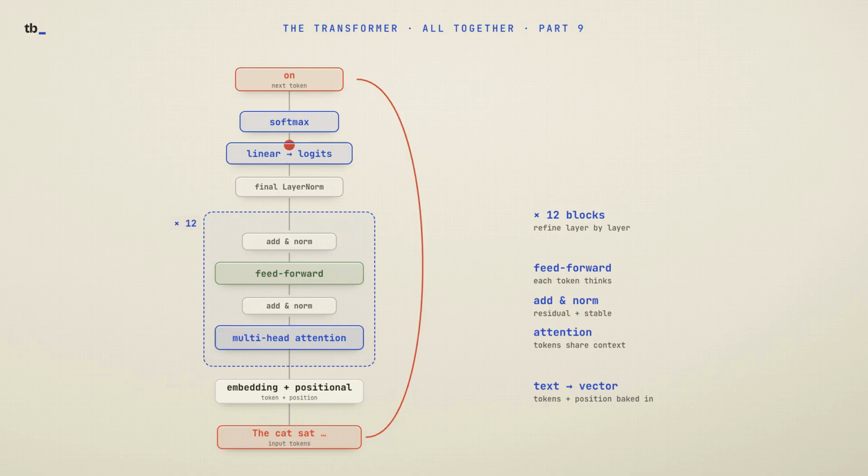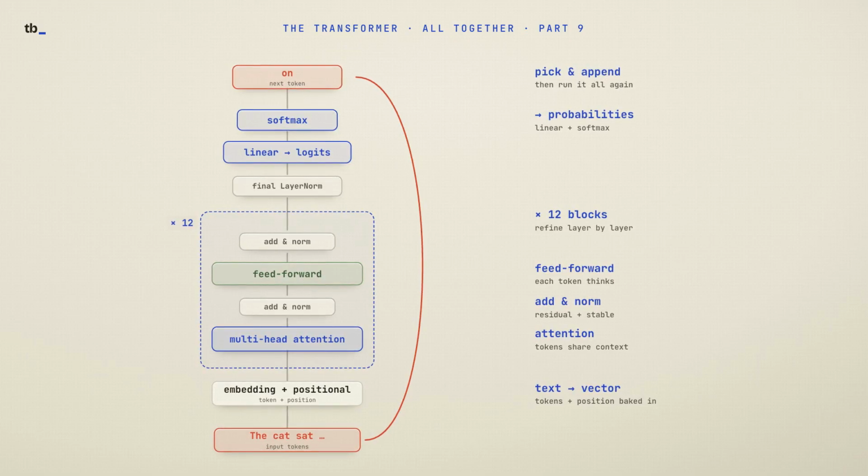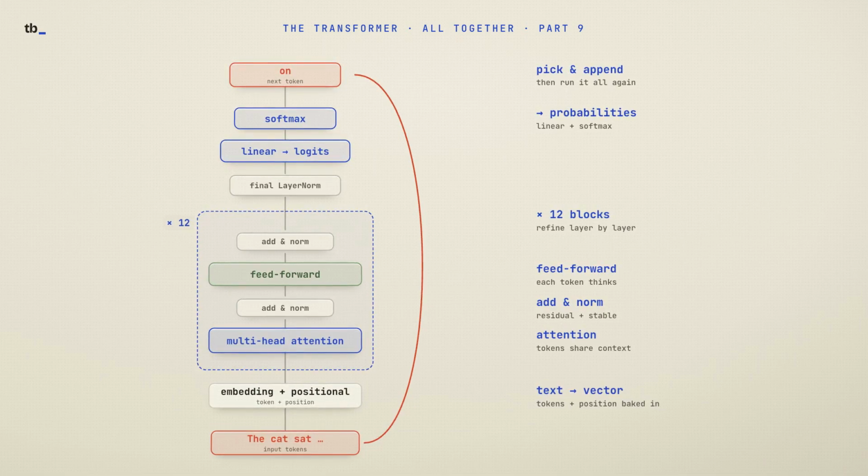At the top, one projection turns the final vector into probabilities, and we pick the next token. Append it and run the whole thing again. That is the transformer. Tokens in, one token out, over and over, simple parts, stacked deep, and language falls out.